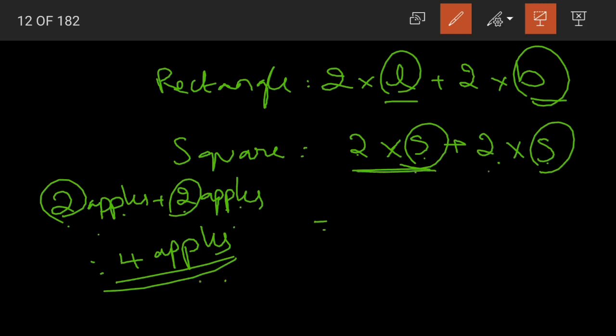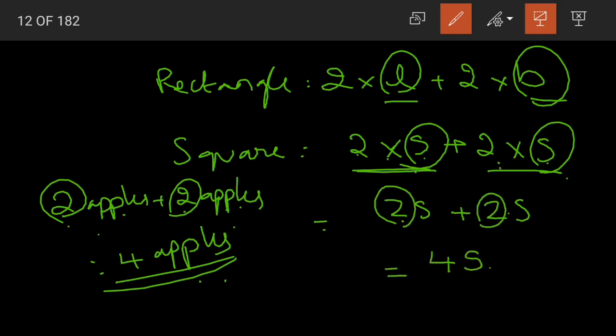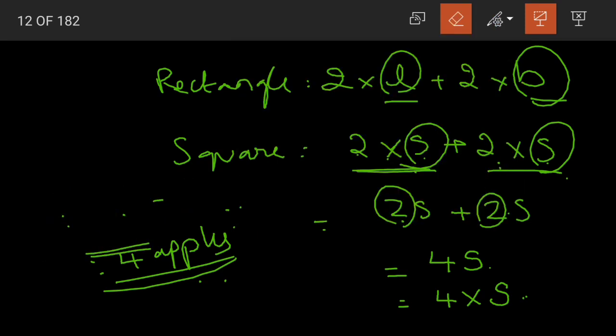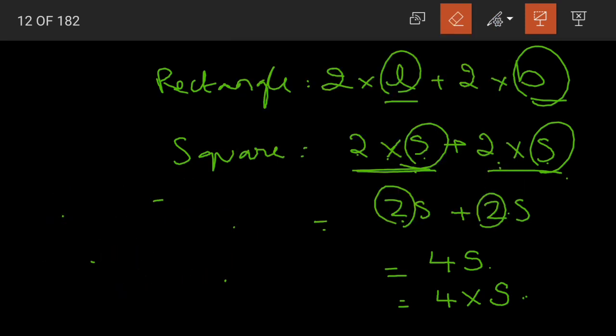So in the same way, 2 into S plus 2 into S. 2 into S is nothing but 2S. So 2S plus 2S will be equal to how much? 2 plus 2, 4S. 4S is nothing but 4 into S. When I say 2 apples, that means 2 into apples. We are having 2 apples, that is nothing but 2 into apples. In the same way, when we write 4S, it means that 4 multiplied by S.